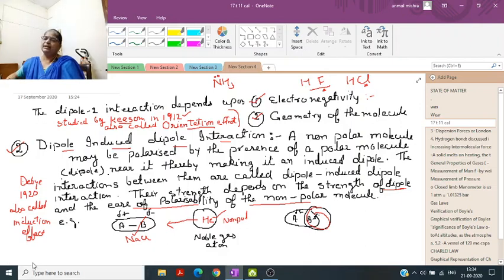Interaction, and this was discovered by Debye in 1920, also called as induction effect.